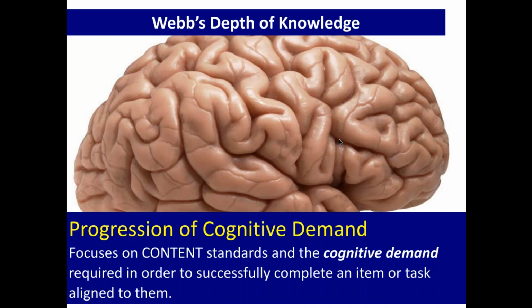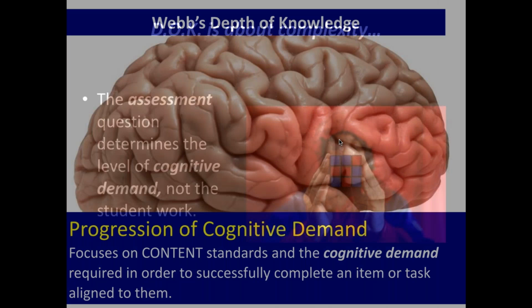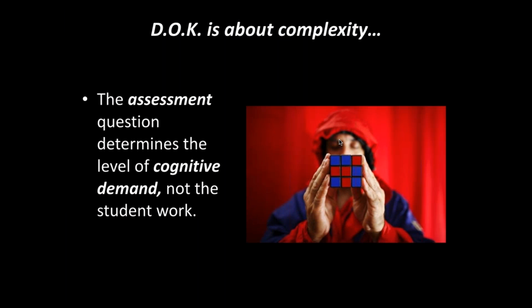And that is, when we look at Webb, some of you are familiar with it, some of you it might be new, when we think about DOK, it is a progression of cognitive demand that focuses on the content standards and then the thinking or the demand required to successfully complete an item or task aligned to them. So we're going to look at our standard, look at the rigor level, and then look at the task that is aligned to that. And it's important to remember, depth of knowledge is about complexity.